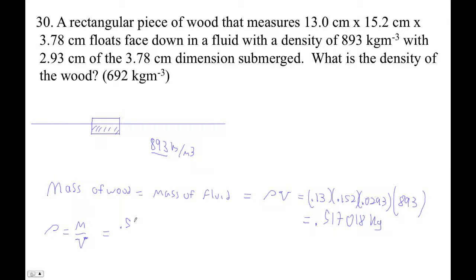So 0.517018 kilograms, and then divide by the dimensions of the wood, this thing: 0.13 times 0.152 times 0.0378. So now I'm going to divide that by 0.13 times 0.152 times 0.0378. That gives 692.19.